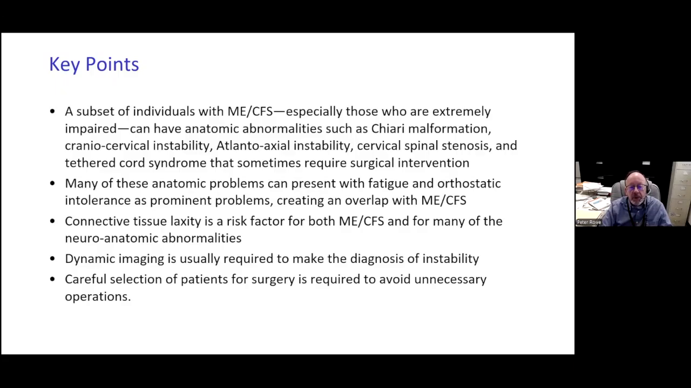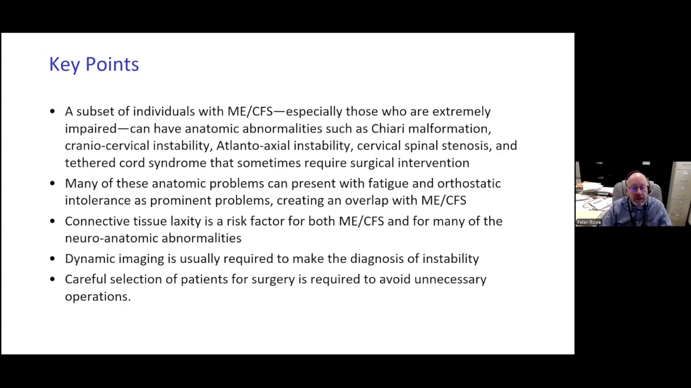Many of these anatomic problems can present with fatigue and orthostatic intolerance as prominent early symptoms, so there's often an overlap with ME/CFS. And connective tissue laxity, which we see in 60% of the adolescents with ME/CFS, is a risk factor both for ME/CFS and for many of these neuroanatomic abnormalities. You can have them without having connective tissue laxity, at least in the ligaments and the testing that we can do in the clinic. But being more hypermobile seems to be a risk factor.